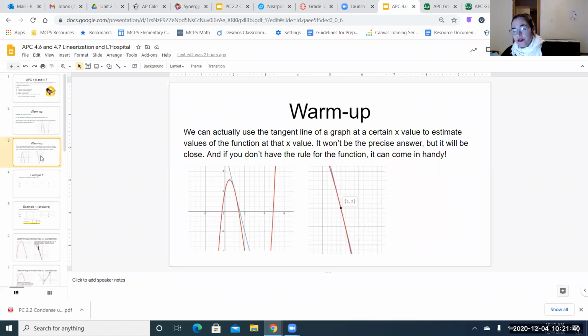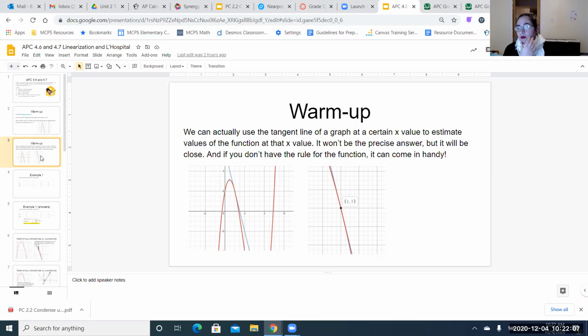So hopefully one of the things that you see is that the closer you zoom in on that point, the closer the tangent line actually approximates the graph. And that's what's meant by local linearity. The closer you zoom in on a function that's continuous and differentiable at a certain point, the more it looks like a line. It's not a line, but it gets closer and closer to the shape of a line.